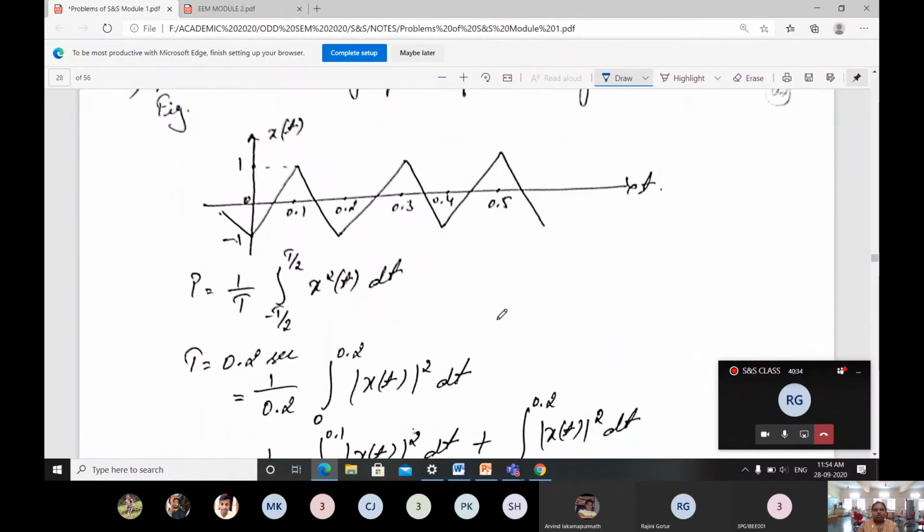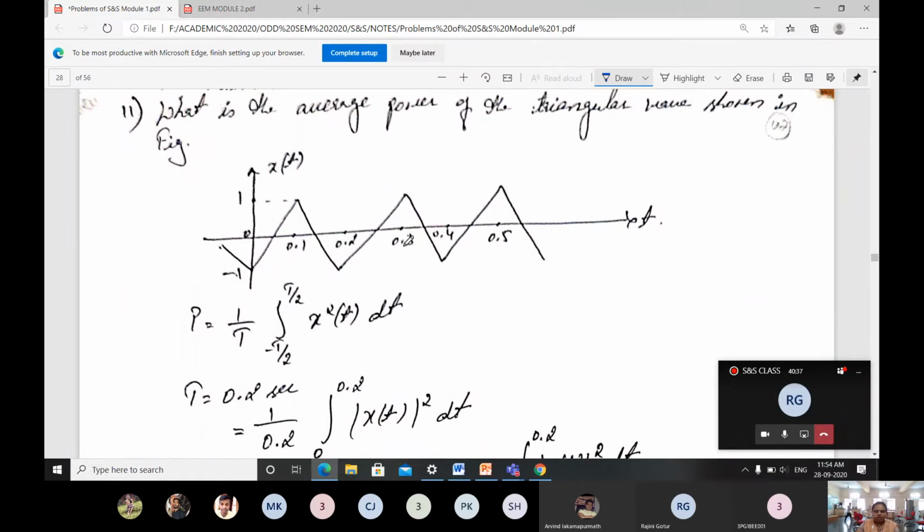Next, here we solved for the energy. Now we go with solving for the power. Here the problem is given: what is the average power of the triangular wave shown in the figure? We have to find the power. Power is always for a periodic signal, for that reason it is continuously varying. What is the power equation? P is going to be 1 by T times the integration from minus T by 2 to plus T by 2 of x square of t dt.